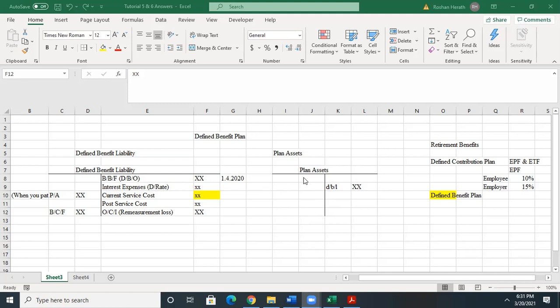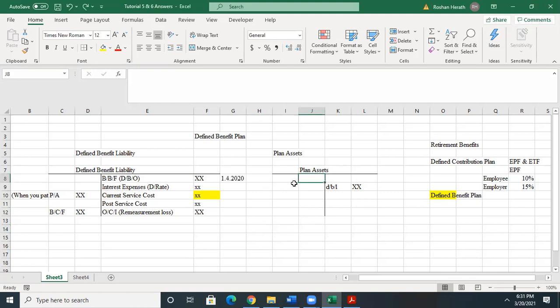But yes, it sounds good. It is sensible. When the number of employees increases, the defined benefit liability goes up, so in correspondence to that, we can enhance the plan asset as well. Yes, good. Right. Then let me come to the plan asset.